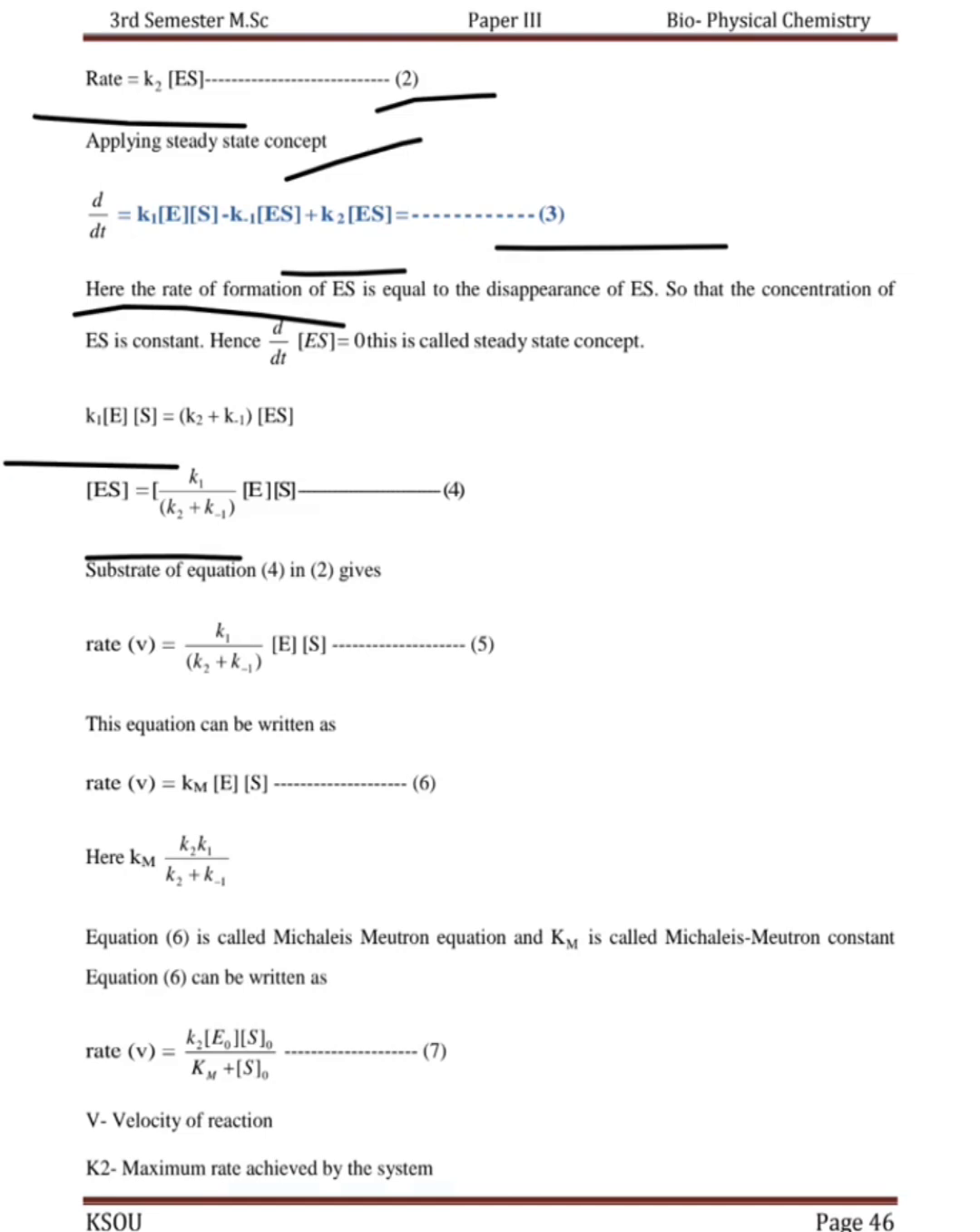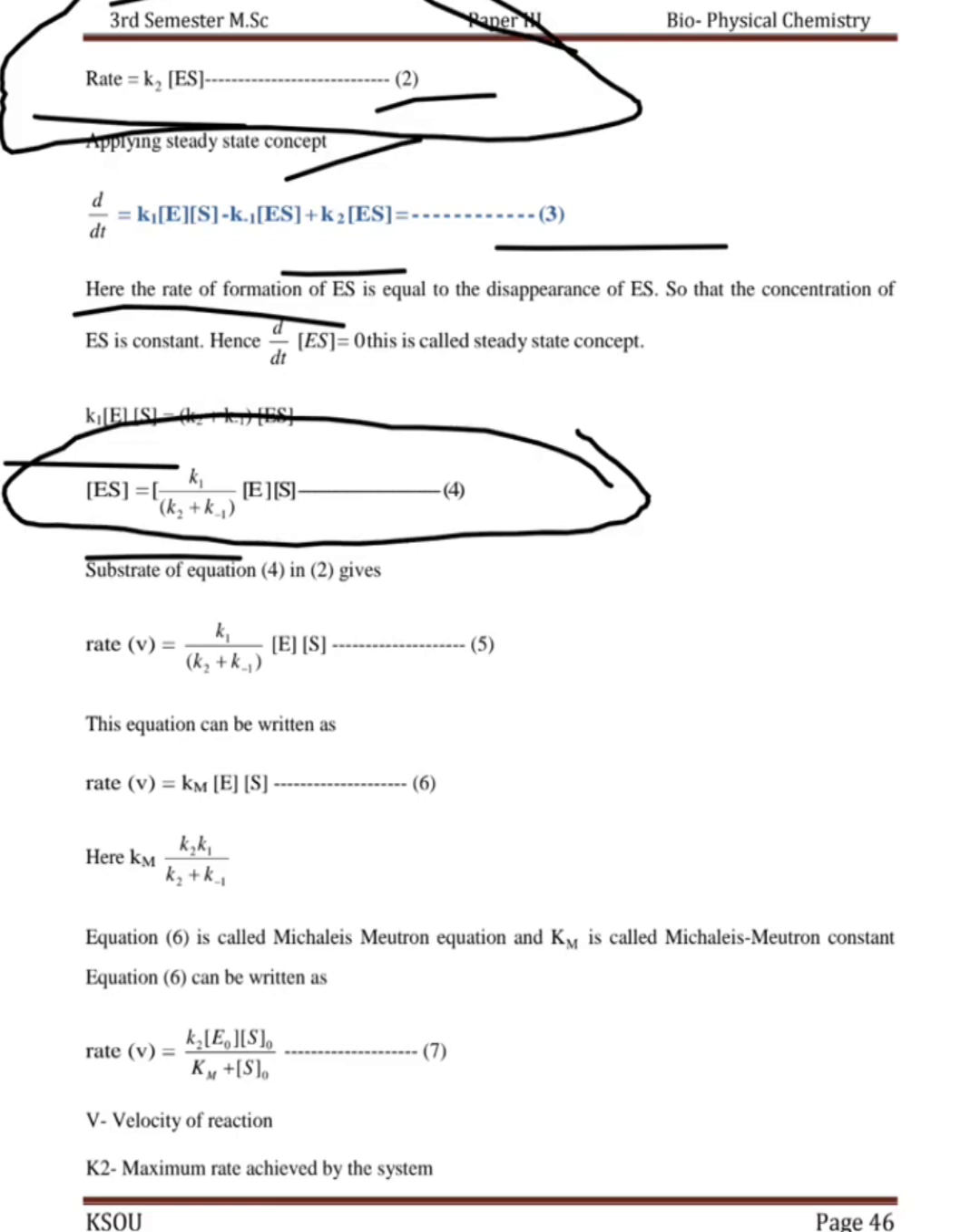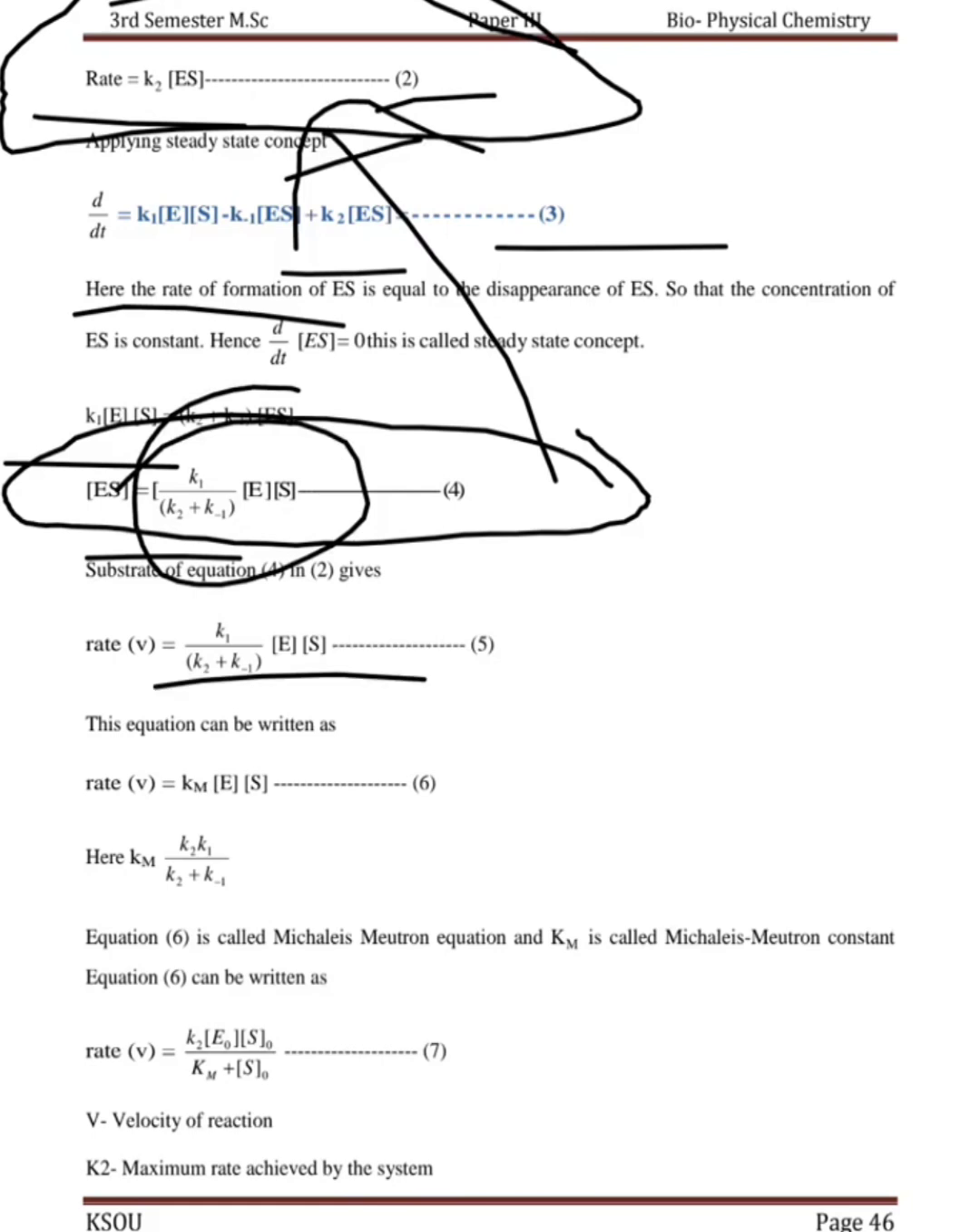So substituting equation 4 in equation 2. In this equation we are going to substitute K2 into K. This one you are going to insert, that is equation 5. Or the equation can be written in the rate. So rate is equal to Km into enzyme substrate. Km is nothing but another Michaelis constant.